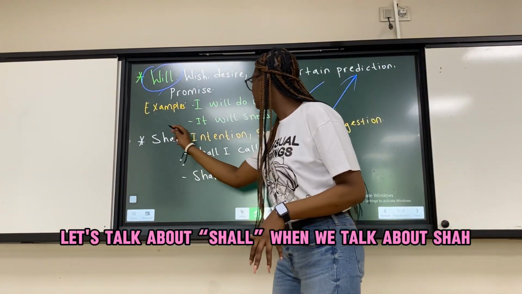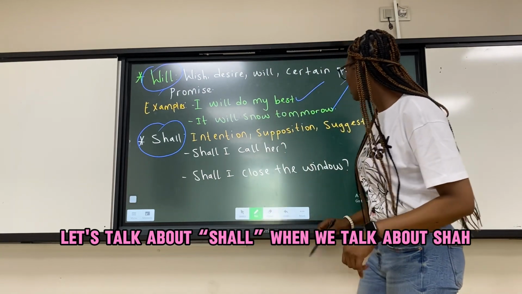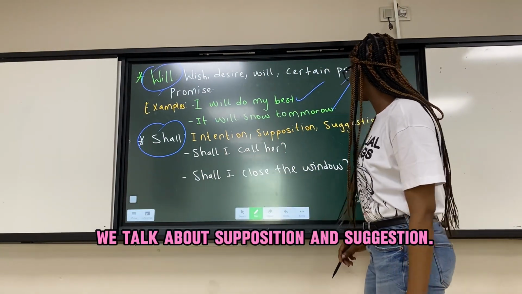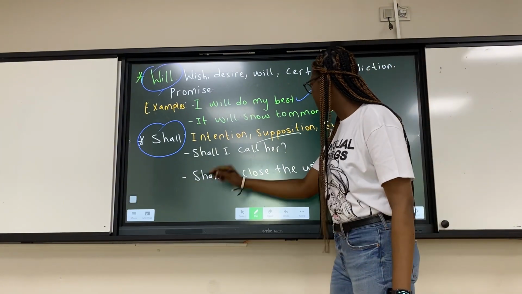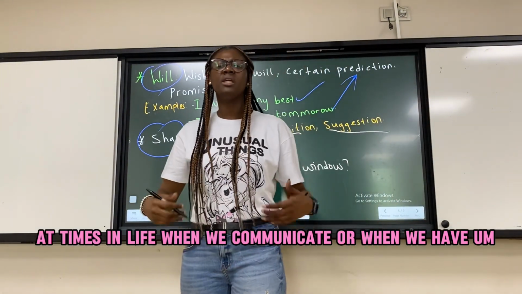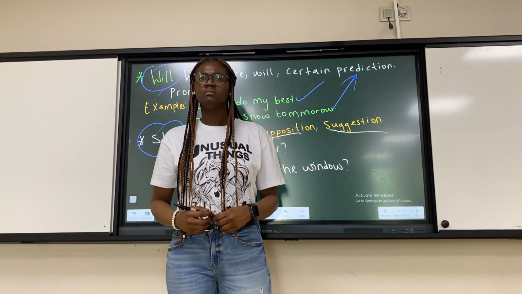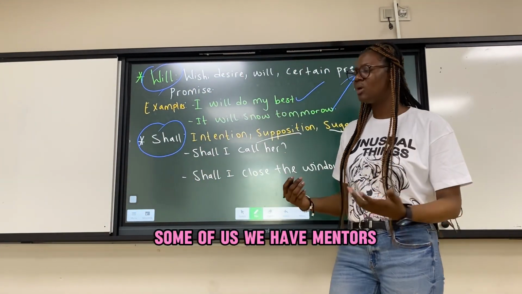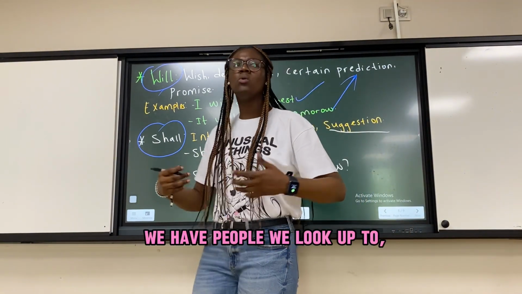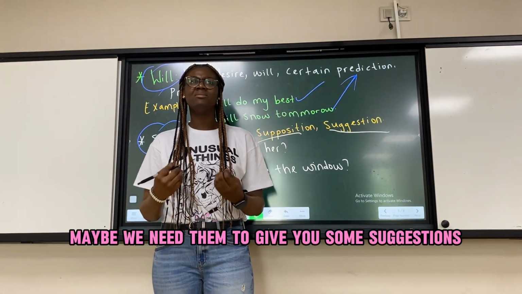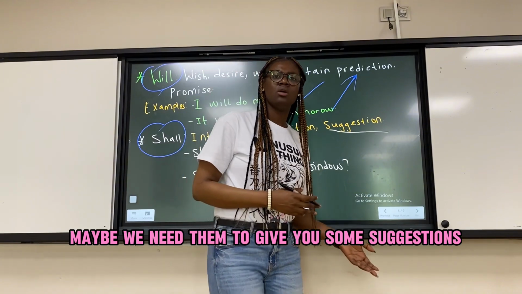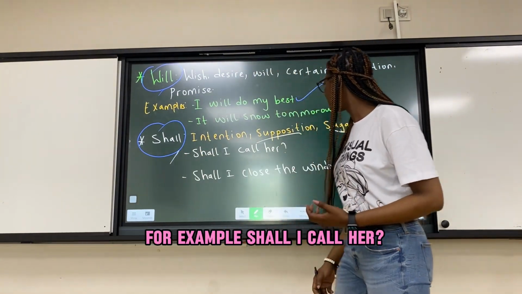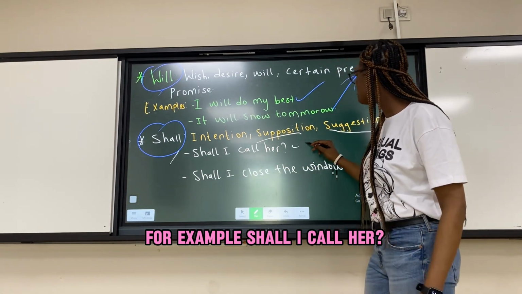Let's talk about shall. When we talk about shall, we talk about intention. We talk about supposition and suggestion. At times in life, when we communicate or when we have things to do or activities to do or plans. Some of us, we have mentors, we have people we look up to. Maybe you need them to give you some suggestions or to enlighten us about some things. So we use shall. For example, shall I call her?